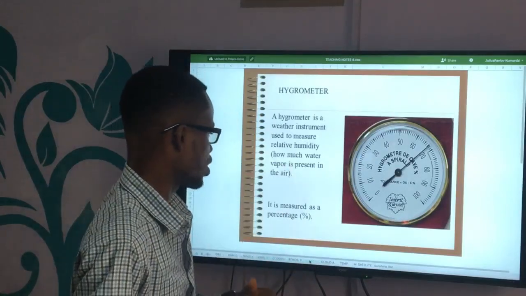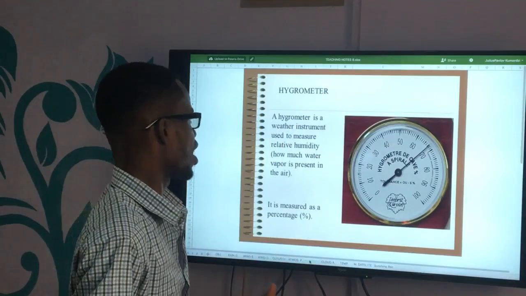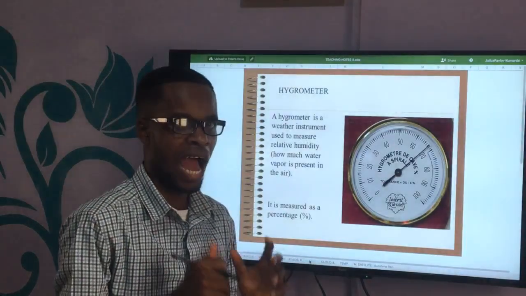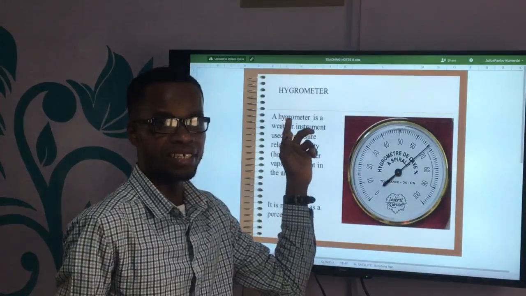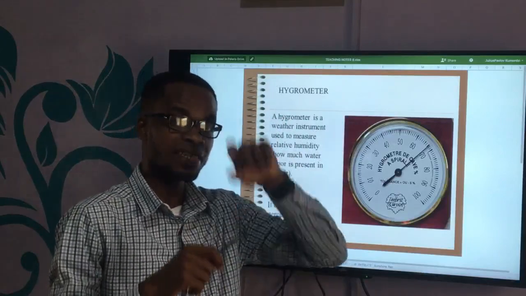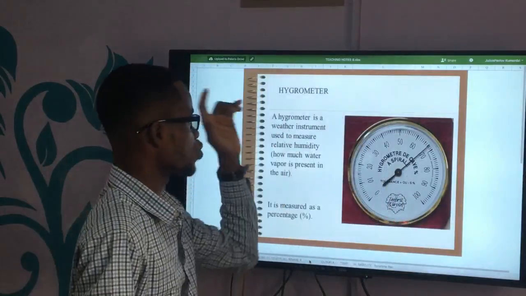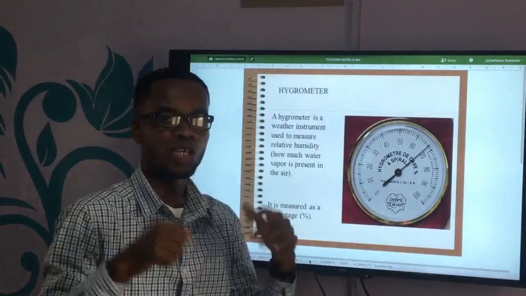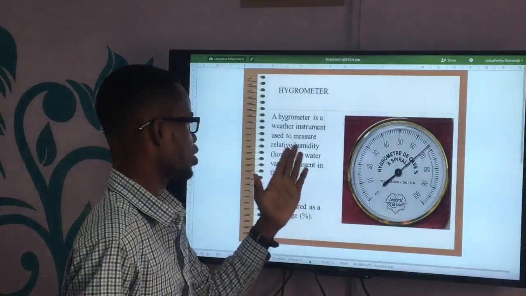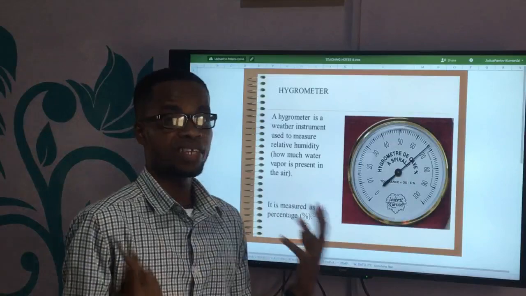So let's see what is happening here. A hygrometer is a weather instrument used to measure relative humidity. That is hygrometer. There is one with a D, that is hydrometer. That one is used to measure relative density. So you remember the D, density, D, hydrometer. But the hygrometer is used to measure the relative humidity, the amount of water content or moisture in the atmosphere. So how much water vapor is present in the air. They use percentage for that.